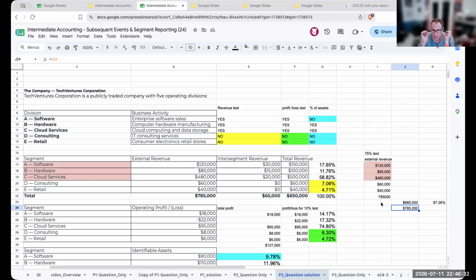Now, if by some crazy reason it didn't meet this, what would we do? What we would then do is look at the smaller segments and start bringing them in until we got to that 75% threshold. So if this was, say, 70%, we would then look at consulting first because their external revenue is the next largest segment. We would keep on bringing in segments until we got to that 75%.